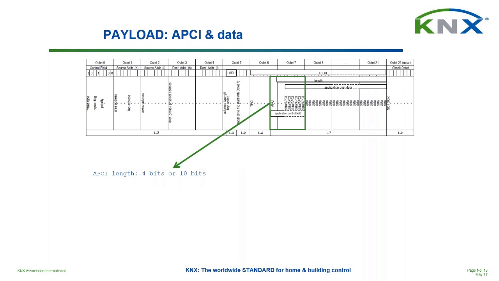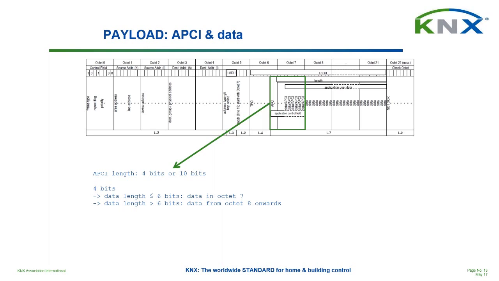And that brings me then to the APCI, of course, because in case the telegram is a command and not control data, then we need to look further in the payload, and then we can distinguish different APCI lengths. They have either length 4 bits or 10 bits, right? As such, if the length is 4 bits and the data that comes with the command has a length lower than 6, then the data can still be fit into octet 6.